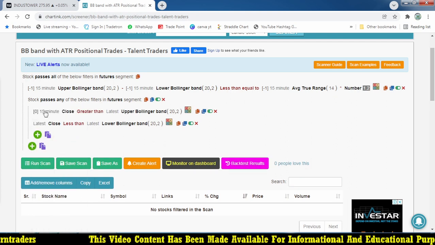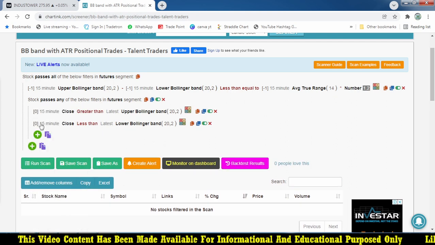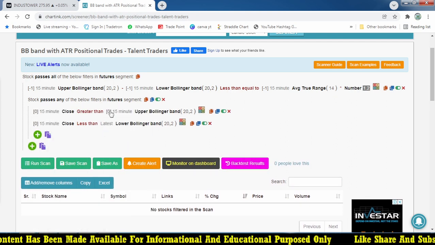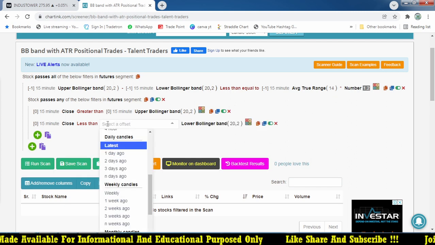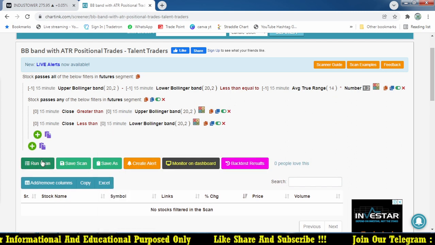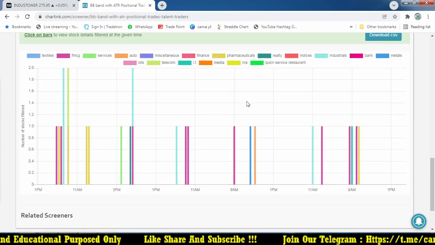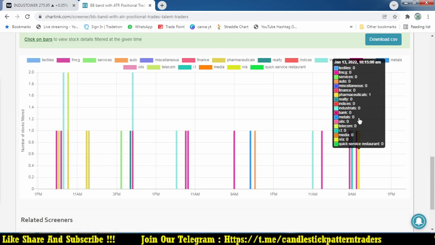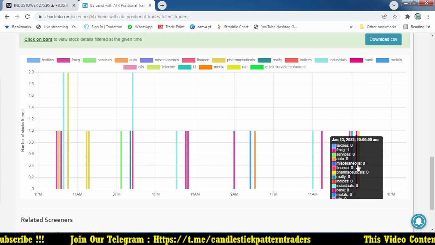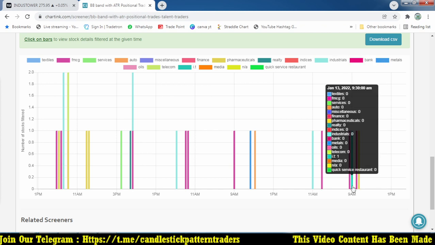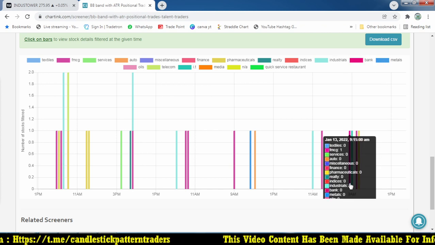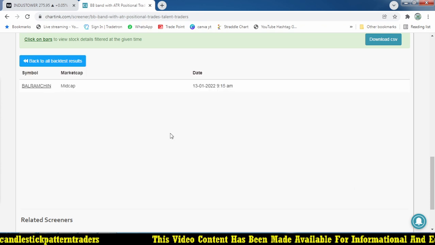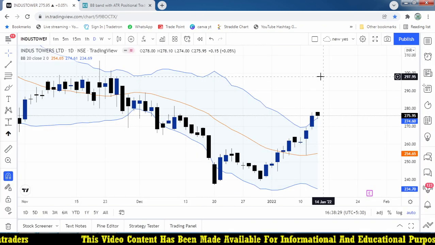So here 15 minutes time frame, and here 15 minutes, everything is 15 minutes. You want to take a trade in a 15 minutes time frame, so that's why I'm making it here. And if you run the scan, if you find any stocks for today, this is happening on 13th Jan today. So here the first one is at 10 o'clock, and we got 4 stocks. At 9:15 itself we got Balrampur Chini. Let me go for Balrampur Chini at 9:15.